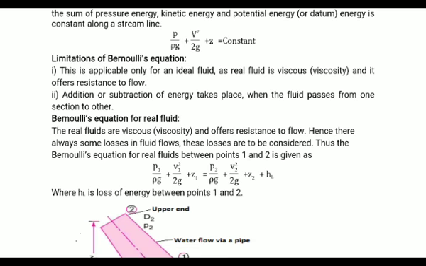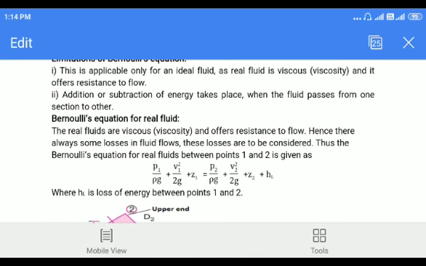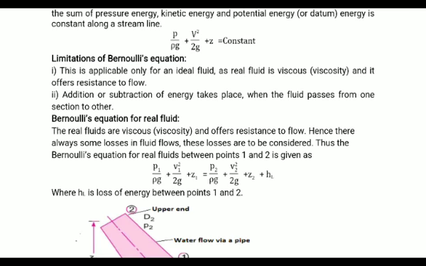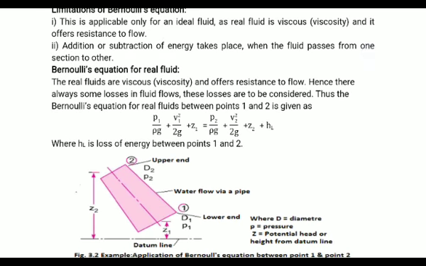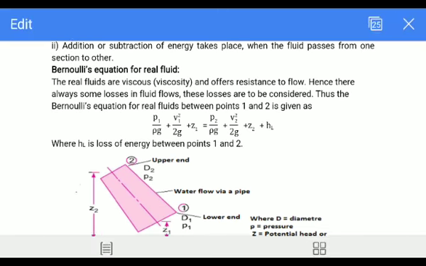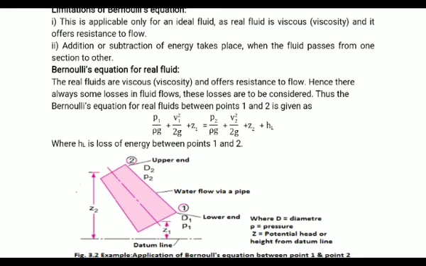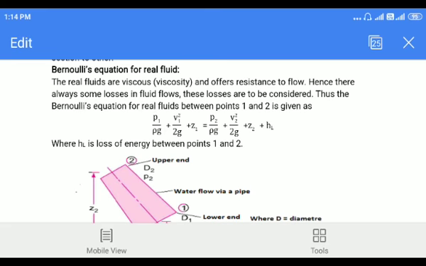Second thing, whenever the fluid is passing from one section to another section or from one point to another point, there will be some losses that you have to consider. This is not considered in Bernoulli's equation. Therefore, the new equation, called the Bernoulli's equation for real fluid, is given by this one, where we are just considering the losses. Extra thing we are considering is losses here.